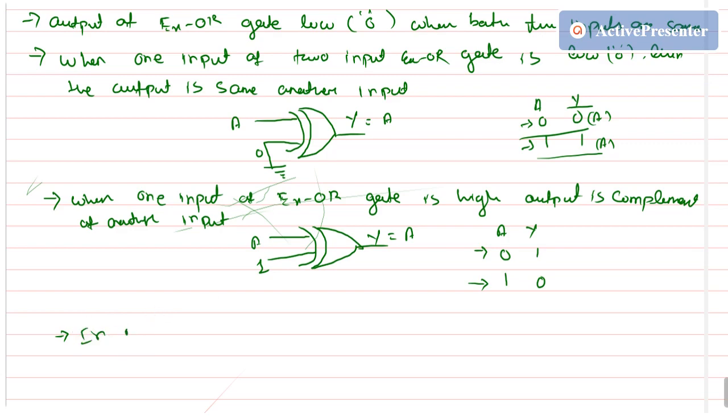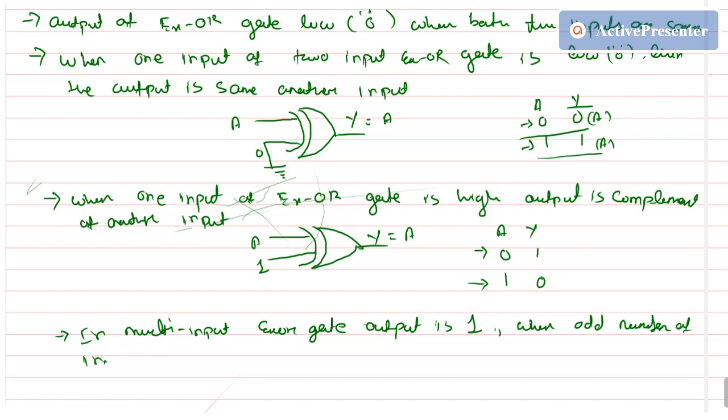Again, in a multi-input XOR gate, the output is 1 when an odd number of inputs are 1. This is an important point, and many people miss it. Therefore, an XOR gate can be used as an odd or even parity checker.